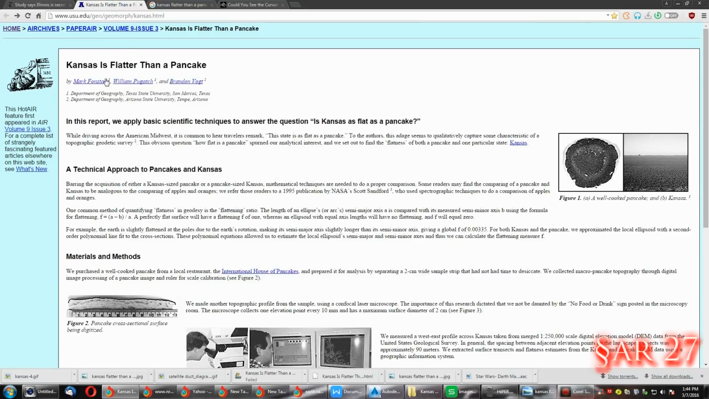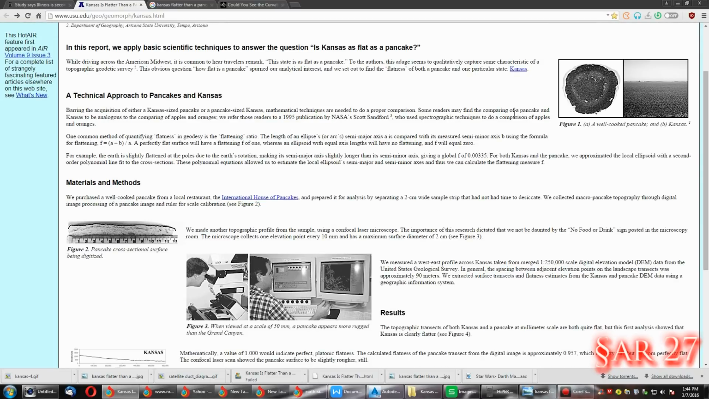Kansas is flatter than a pancake. This is a study at usu.edu, GeoGeomorph Kansas HTML. Now what they did here is they did the same thing. They measured it out and they got all the information, and what they did was also the materials and methods. They actually went and purchased a well-cooked pancake from a local restaurant, the International House of Pancakes. I don't know if any of you have heard of that place, but they do make some pretty darn good pancakes. And what they did was they did a lot of measuring.